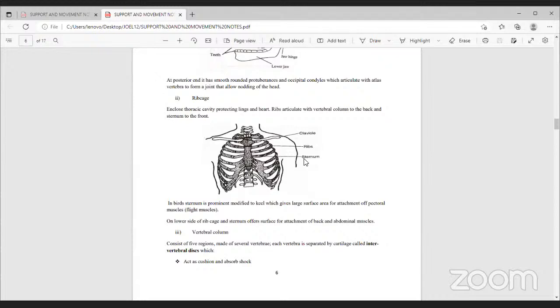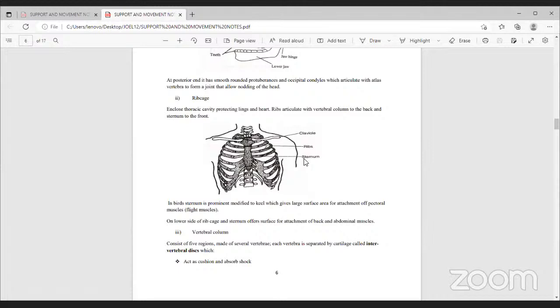So basically the ribcage here protects the heart. It is the ribs, the many bones that are found in human beings, that form the ribcage. And basically the ribcage encloses a thoracic cavity, that cavity that is protecting the lungs and also the heart. So one of the functions of the ribcage is to provide protection to the lungs and also to the heart.